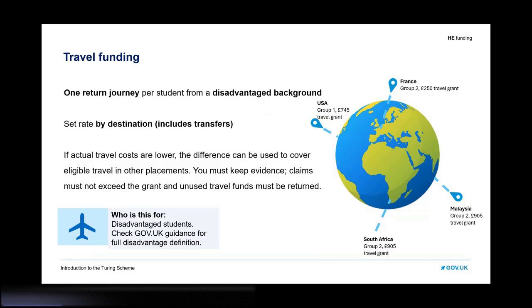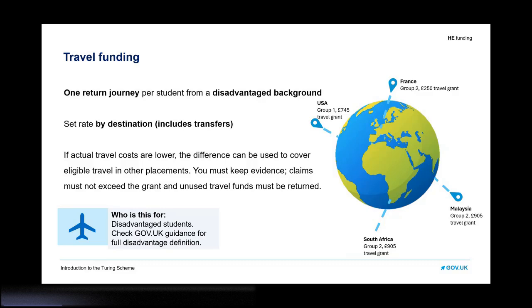If the actual cost is below the grant, you may use the difference on eligible travel for other placements, provided your total travel claims do not exceed the granted amount. The Department for Education may request evidence of actual travel costs, so your claims must not exceed the overall grant. Please keep quotes and receipts and return any unused travel funds.